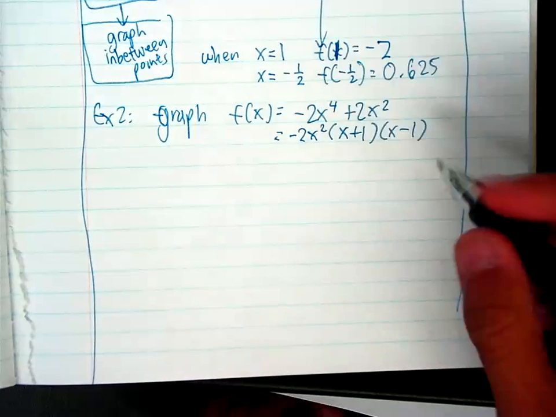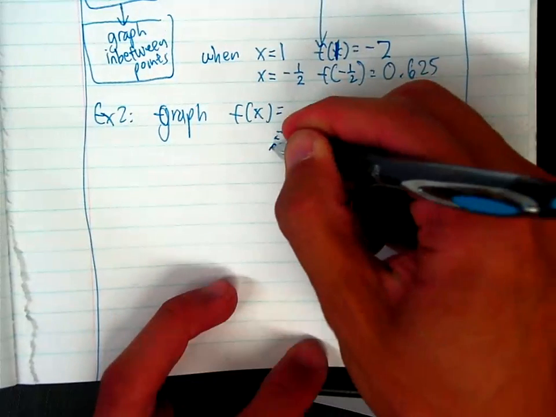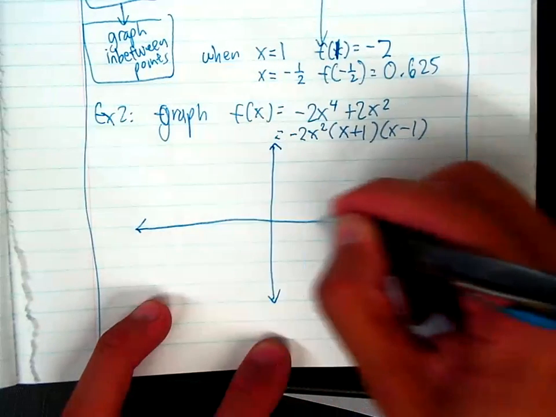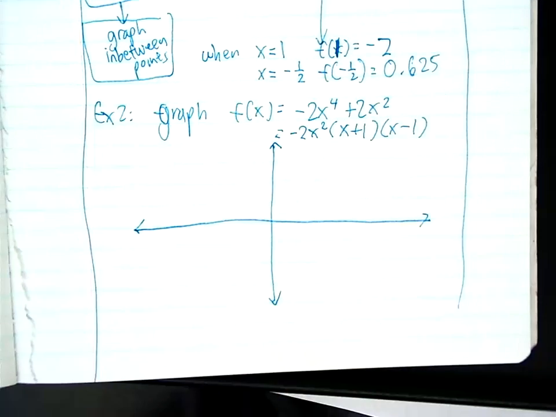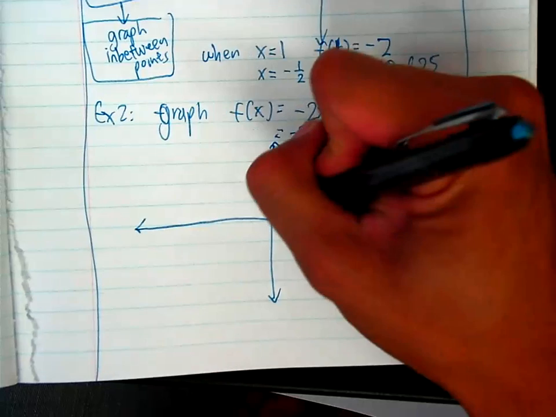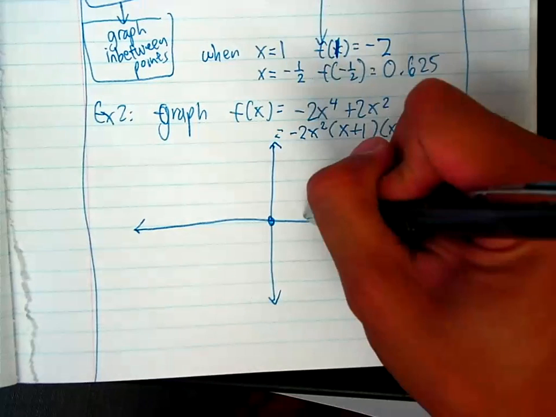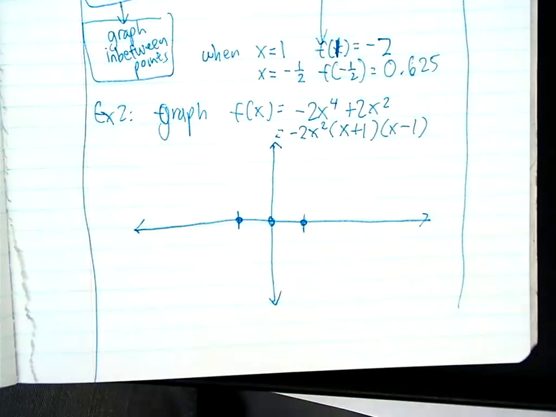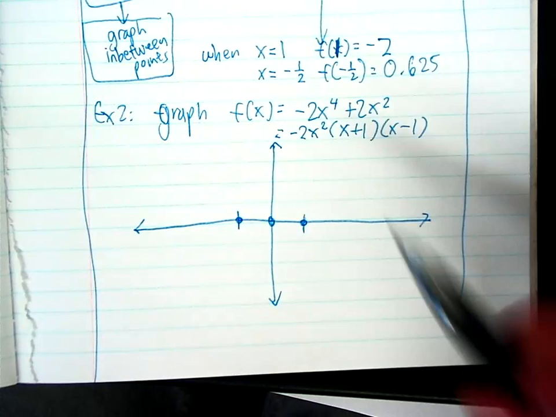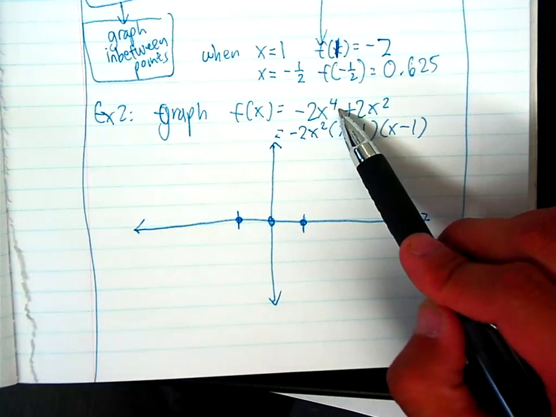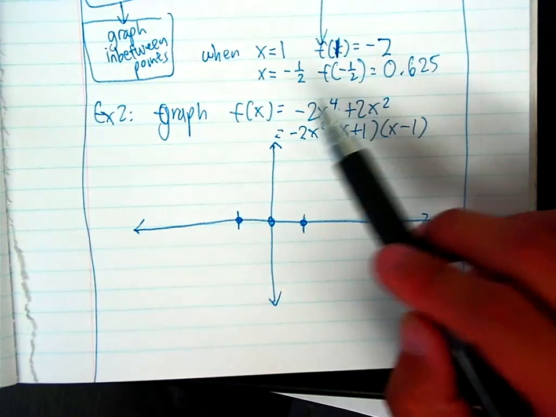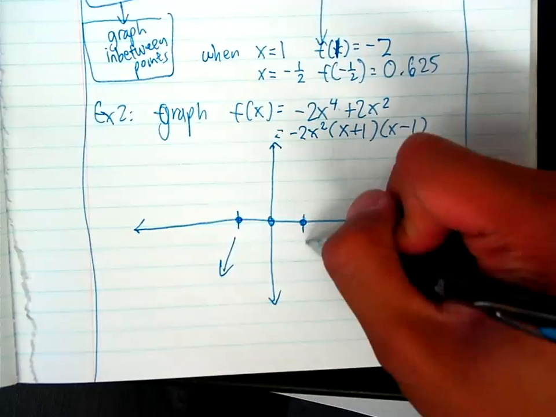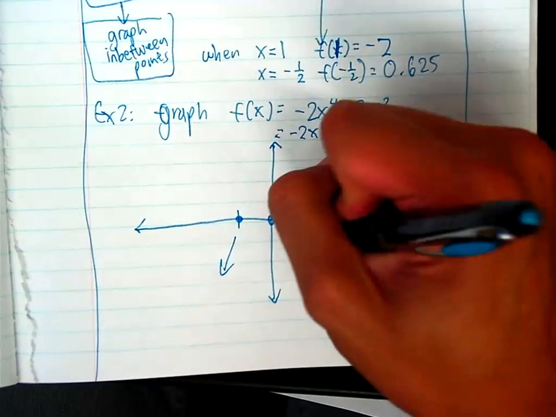Okay, so my zeros are going to be at 0. It's going to be at 1. And it's going to be at negative 1. Okay? And what I also know is n is even. So when n is even and a sub n is negative, they're both going to go down. Okay, so I'm going to do the end behavior. I know it's going to go down. Okay?